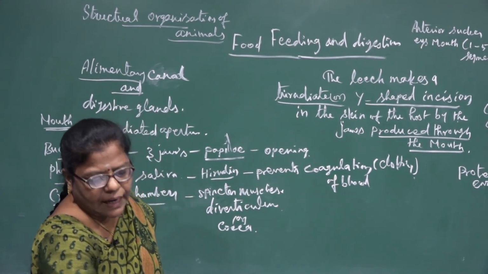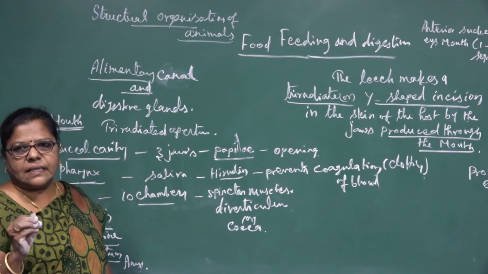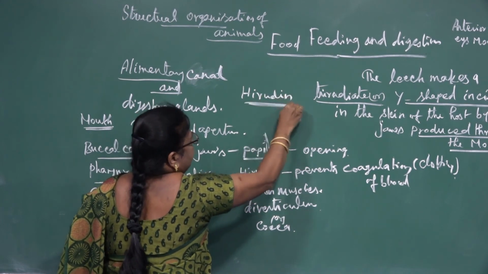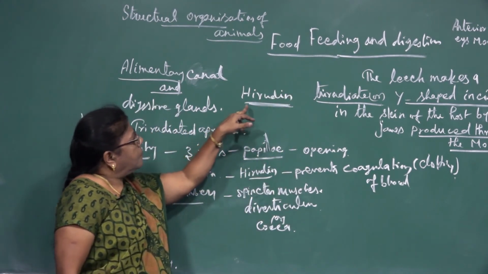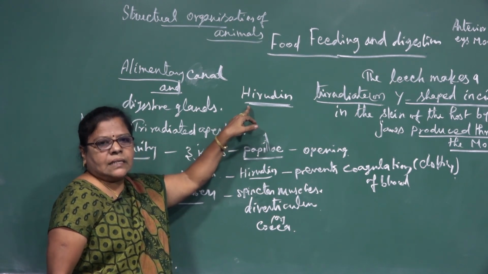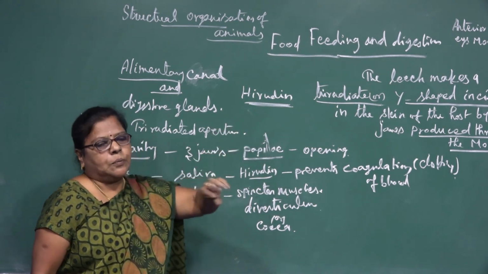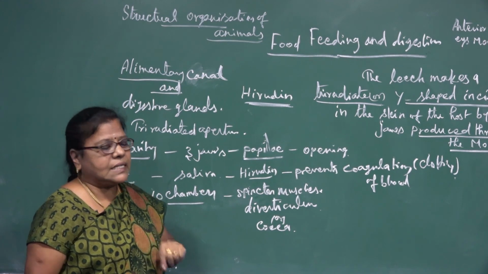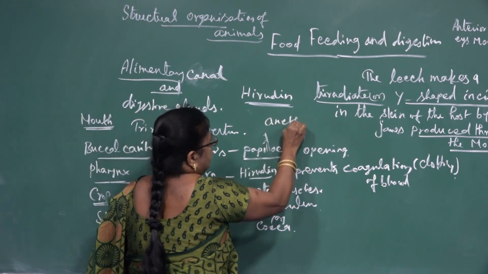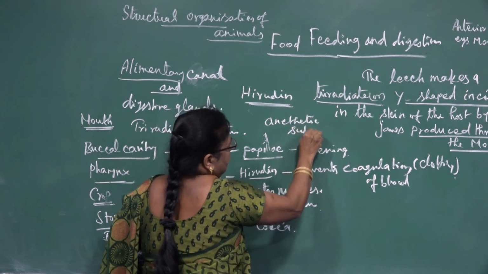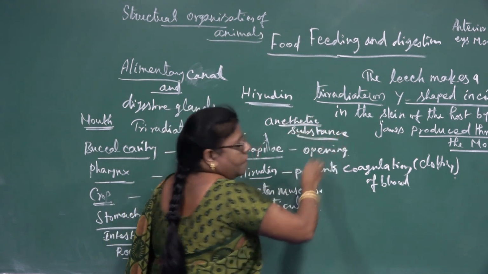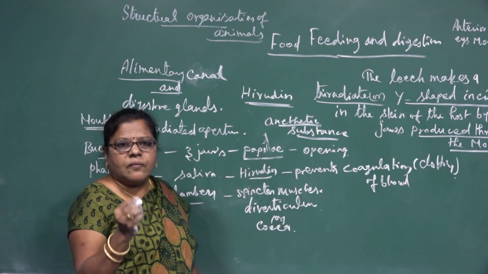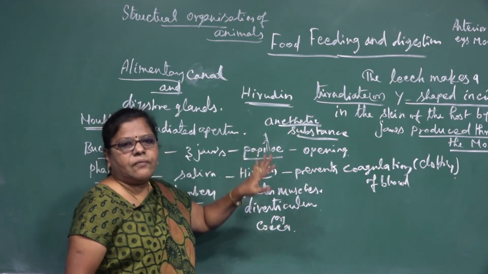The leech prevents blood clotting by a protein substance called hirudin. This hirudin is produced in the saliva. With the presence of hirudin, the blood does not clot while it is inside the leech body. At the same time, the leech secretes another substance called an anesthetic substance. Whenever the leech bites the host body, this anesthetic substance prevents the host from feeling the bite.